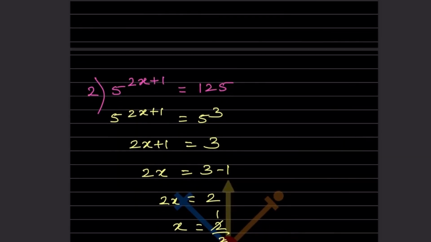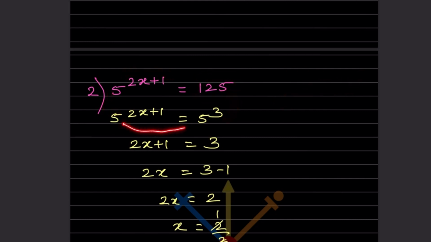Now look at this problem. See here, both the bases are different and the exponents are also different. So directly you cannot solve this problem. So what you have to do is either make the bases equal or make the exponents the same. So here what we can do, this 125 is nothing but 5 into 5 into 5. So this will be as it is, and this is going to be 5 cube.